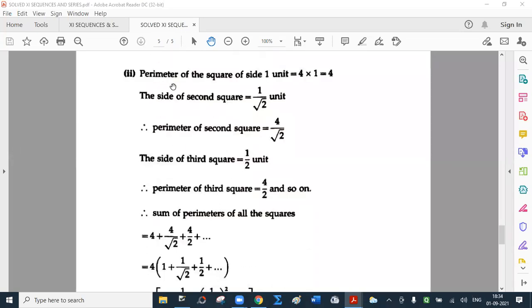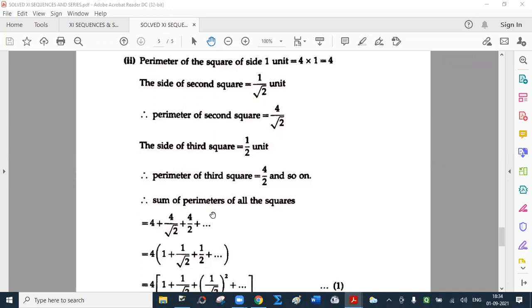Now what about second? What is perimeter of a square? It is 4 times side. So perimeter of the square of side 1 is 4. The side of the second square is 1 by root 2. So what is the perimeter of second square? 4 by root 2. The side of the third square is half. So what is the perimeter of the third square? 4 by 2 and so on.